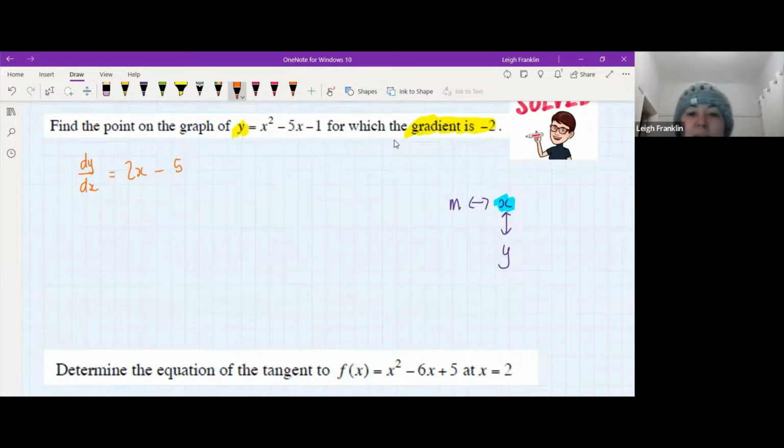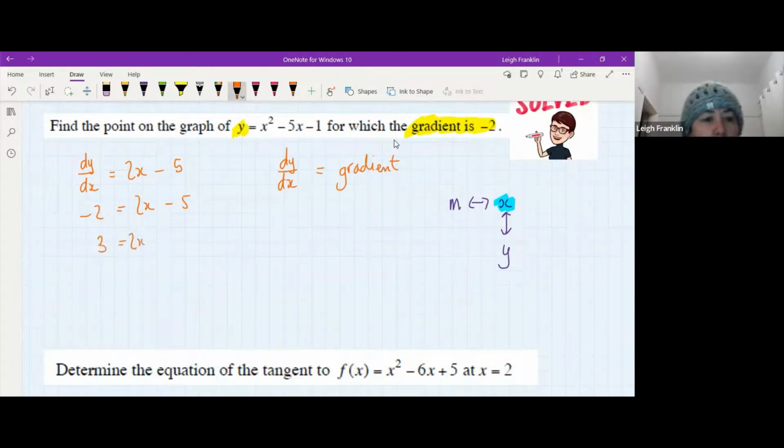And dy over dx is the gradient, isn't it? Okay, so I'm going to write that for you. I think you guys know that anyway. Dy over dx is the gradient at a point. So that means we can sub -2 in place of dy over dx, and we can solve for x. Okay, so I'm going to take the 5 over to the other side. That's going to leave me with 3. And dividing both sides by 2, x is equal to 3 over 2. Yes, cool. Can you see that I get the same answer?